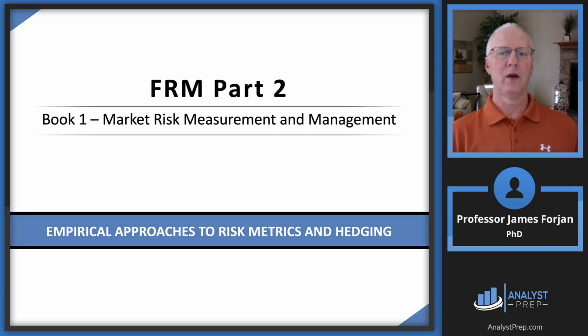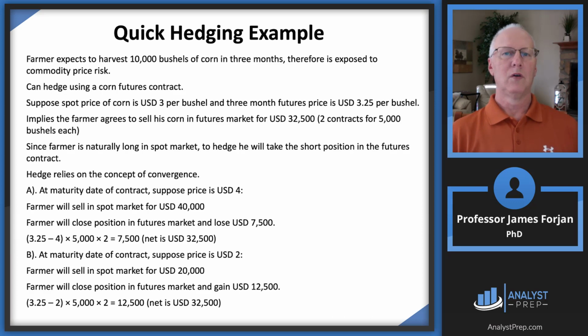This is FRM Part 2, Book 1, Market Risk Measurement and Management, and the chapter on empirical approaches to risk metrics and hedging. What I want to do is give you a real basic example of hedging and how a perfect hedge works, so that you get the sense of the imperfections that we're going to examine inside of these learning objectives in this chapter.